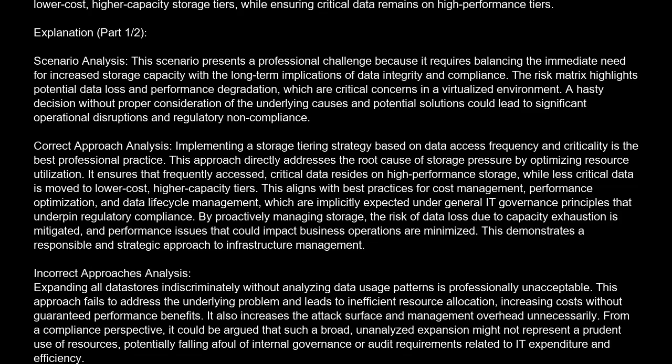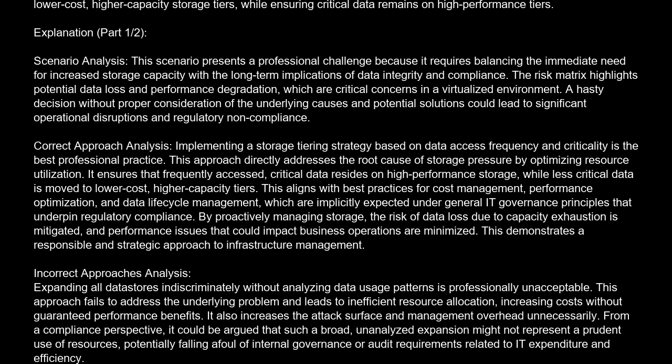Correct answer is A. Analyze data access patterns and implement a storage tiering strategy to move less frequently accessed data to lower-cost, higher-capacity storage tiers, while ensuring critical data remains on high-performance tiers. Explanation. Scenario analysis. This scenario presents a professional challenge because it requires balancing the immediate need for increased storage capacity with the long-term implications of data integrity and compliance.